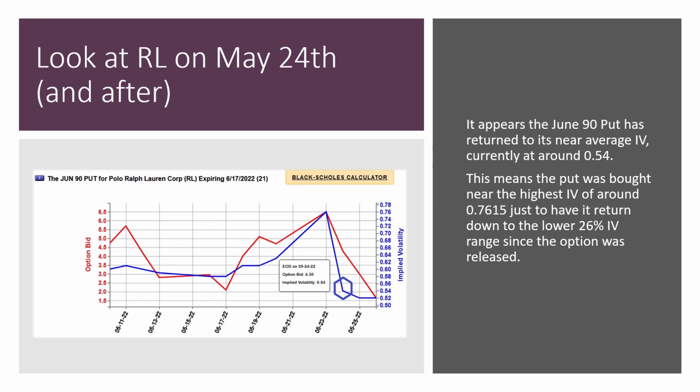This means that when Scott bought the put prior to the earnings, it was near the highest IV of around 0.76. And after the event, the stock didn't move that much. It did have that morning decline as we saw, but it wasn't drastic. So the implied volatility went back to sort of the norm and back to sort of the lower range here, down to 0.54, 0.52. Remember, the lowest we saw was at 0.49 when the option was released.